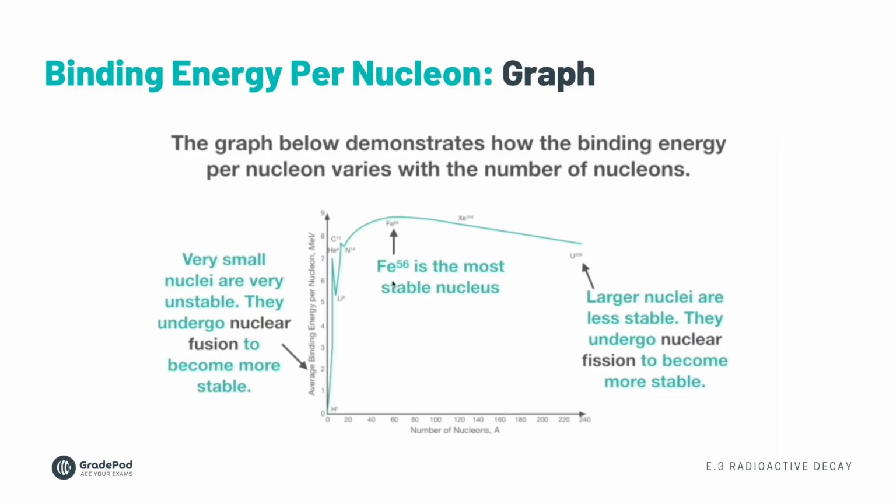So the most stable atom is actually iron 56. Nothing will happen to that atom, that nucleus. That will stay like that forever. It's very, very stable. But as you increase the nucleon number, they get less stable. The average binding energy per nucleon decreases, which means it's less stable. And these larger nuclei undergo nuclear fission to become more stable.